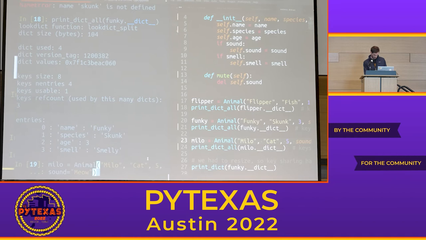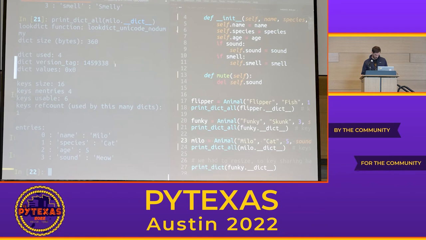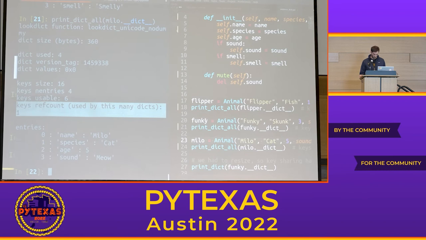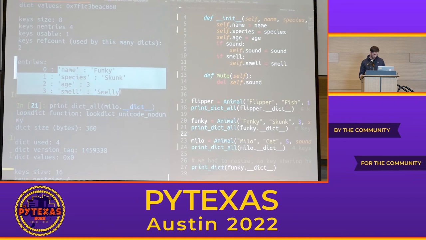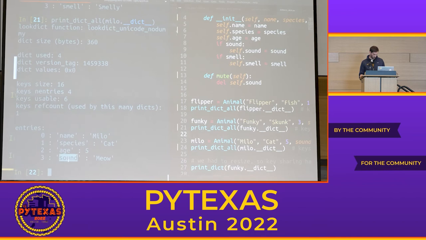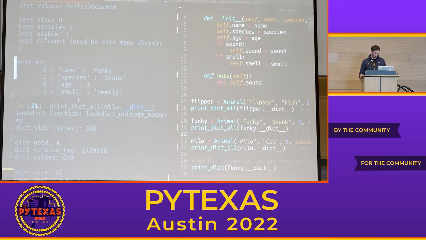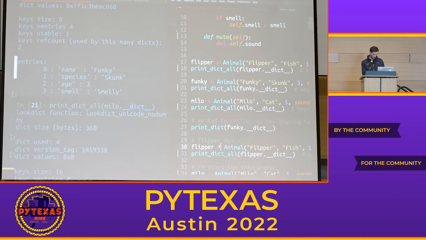And if we print the cat now, we can see that it's not using the lookdict split method anymore, and its size has grown drastically. And the keys ref count is one. What happened here? What happened is that the keys had to be resized because we added more different attributes. The shared keys had those four attributes: the name, the species, the age, and the smell. And now we needed to add the sound attribute, and there was no room in the keys object. So we had to create a new one. By creating a new one, we basically unshared the key sharing dictionaries for this class, for the Milo instance, and actually for all new instances.